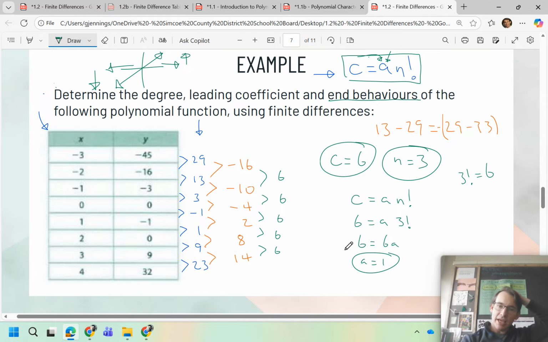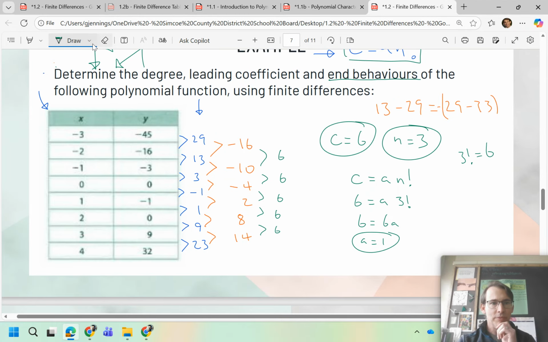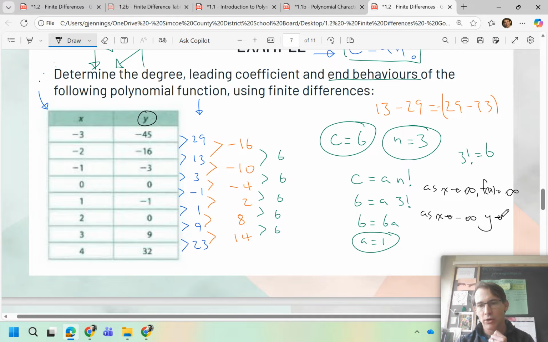All right. And then you're going to describe your end behavior. And so you're going to do that by saying, as x goes to positive infinity, f of x goes to positive infinity. And as x goes to negative infinity, y goes to negative infinity as well. We are doing this dance.